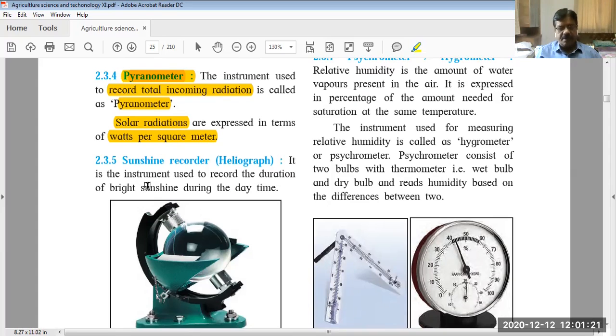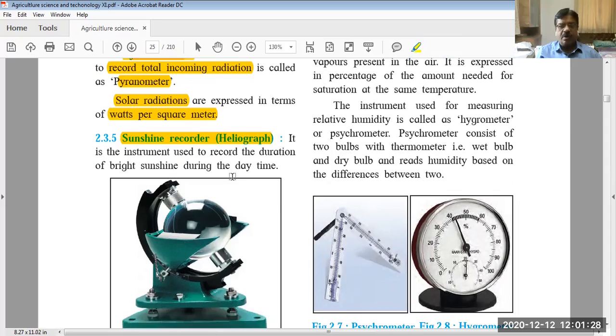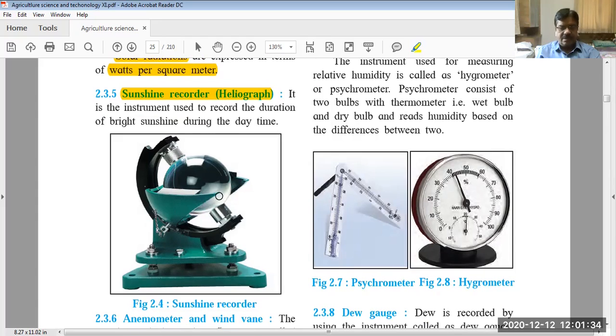Now come to another instrument, called the sunshine recorder. It is also called a heliograph. In the photograph you can see that this instrument looks like a microscope, but in this case there is a globe, this yellow marked globe.